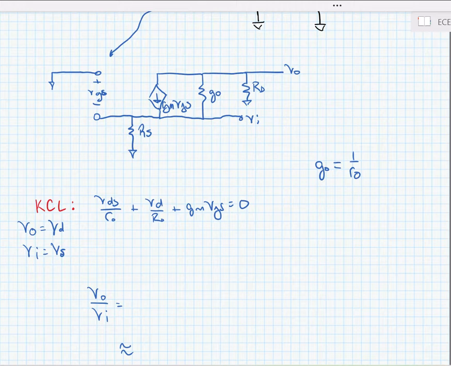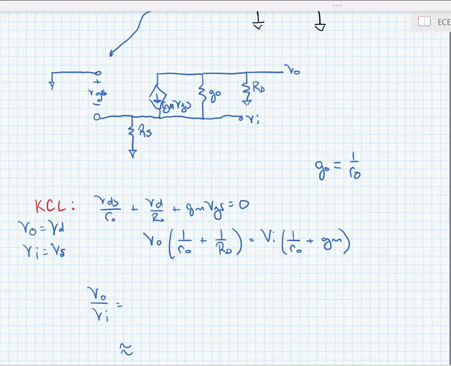After a little bit of algebra, you can show that this expression is equal to the following. So here we have the expression V naught times 1 over R naught plus 1 over RD is equal to VI times 1 over R naught plus gm. So interestingly here, we don't actually have to do any more nodes because we're ultimately going to try and get this in terms of V out over Vin, and we already have everything we need.